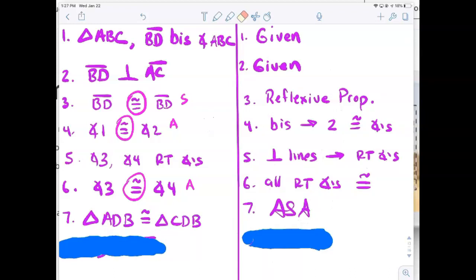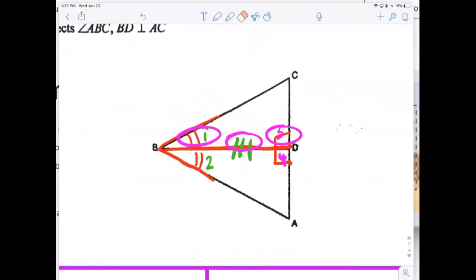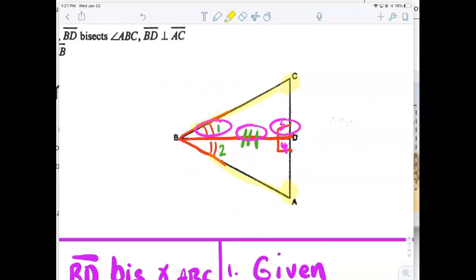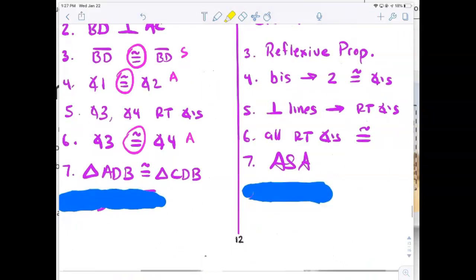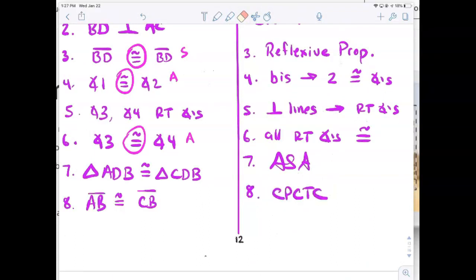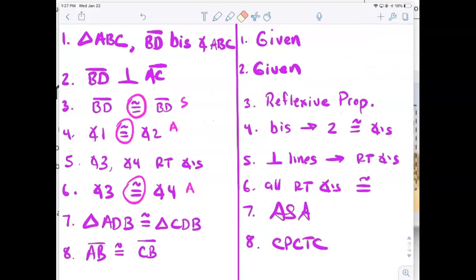Once the triangles are congruent to each other, all other parts that we haven't talked about yet are congruent to each other if they correspond. So AB is now going to be congruent to CB because corresponding parts of congruent triangles are congruent.